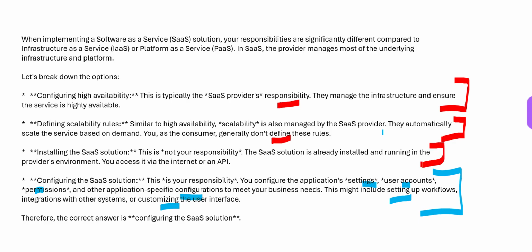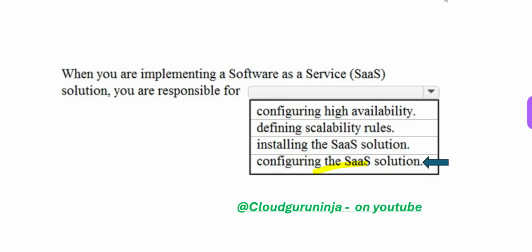Installing SaaS solutions? The SaaS solution is already installed, boss. It is running in the provider's environment, already installed and running. There is nothing called install SaaS solution. It is a very silly answer. You are just accessing the SaaS solution which is already installed, via internet or API call. So this would be our answer: configuring the SaaS solution is your responsibility.